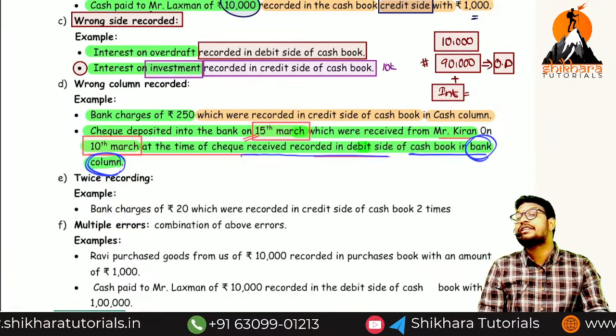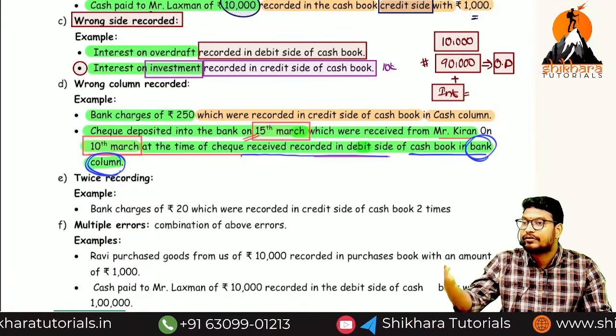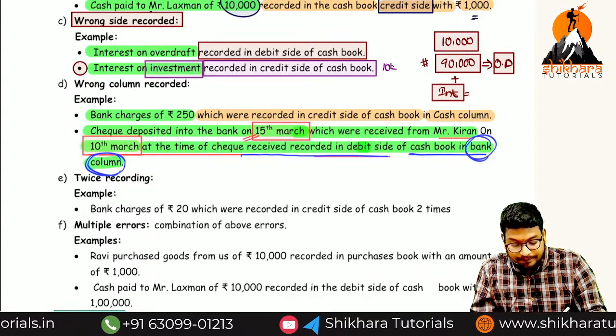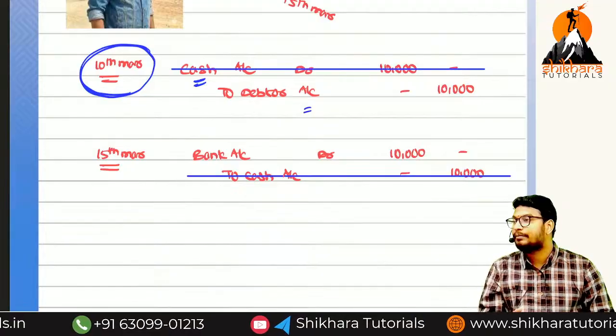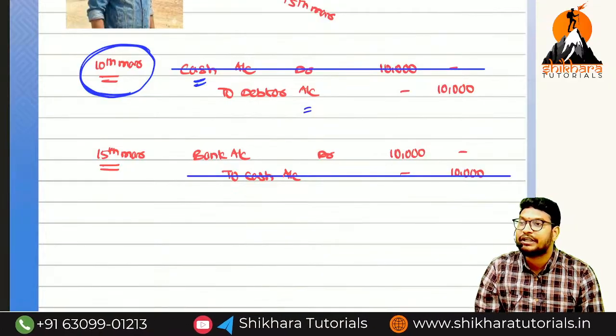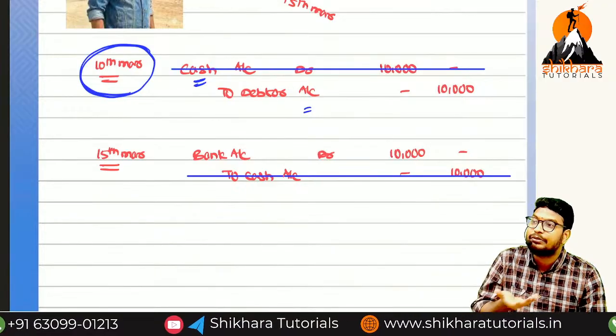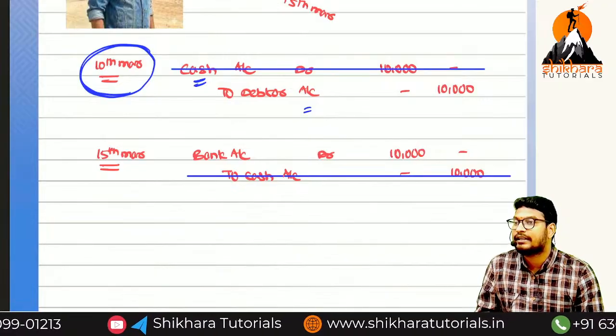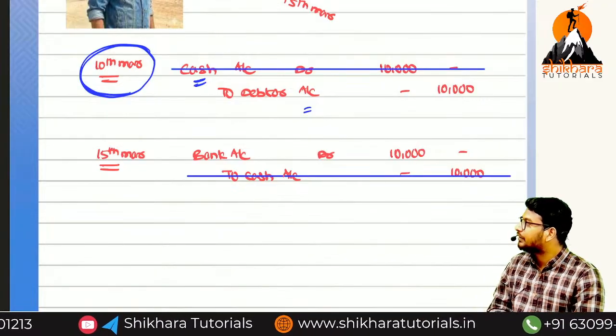Unfortunately, we have to record in which column? Cash column. But instead of the cash column they are recording in the bank column, so the entry they have recorded is bank account debited to debtor account. For the cancellation of bank, what do we need to do? We need to do the credit. Which one should be debited? Cash. So what is the entry? Cash account debited to bank account.